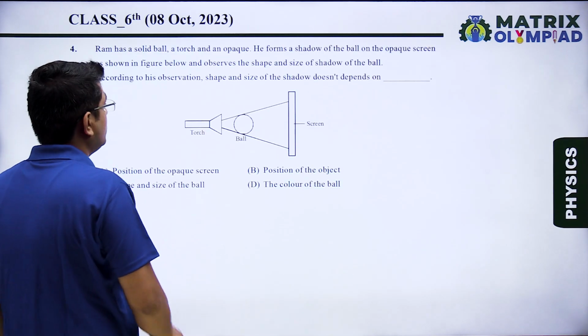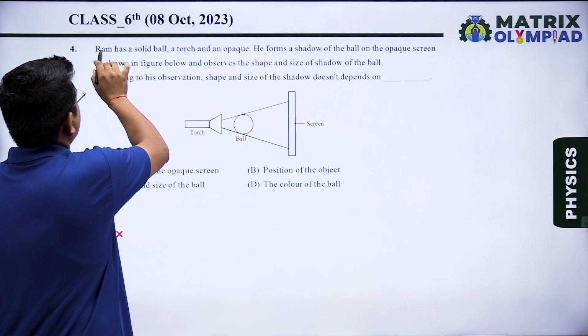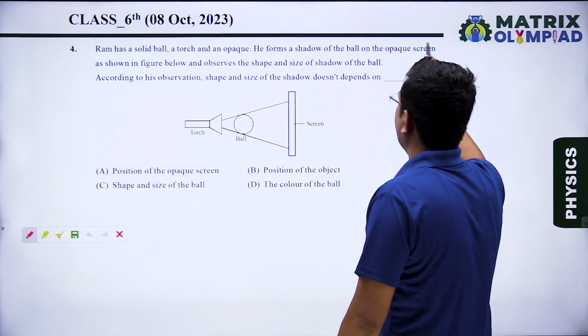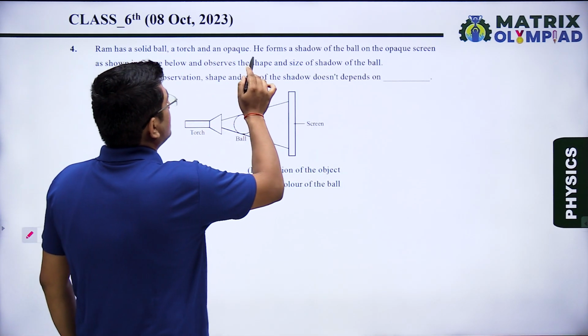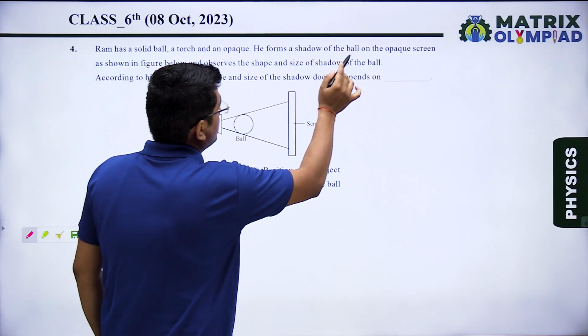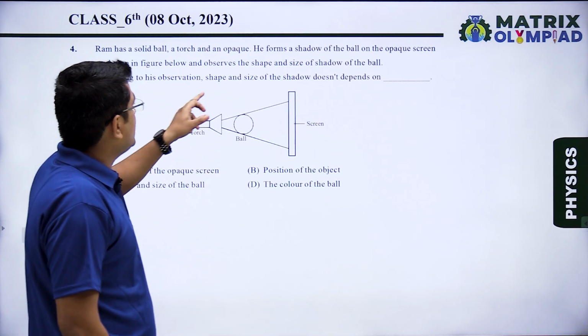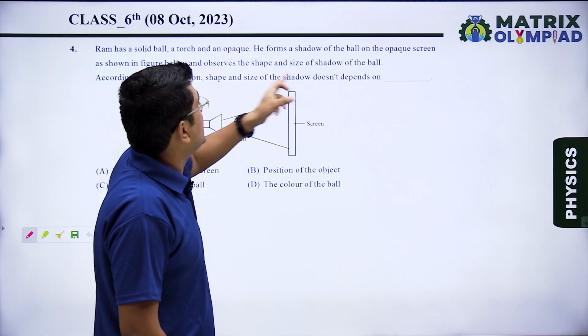In question number 4, a diagram is given here and a statement is given. Ram has a solid ball, a torch and an OPQ screen. He forms a shadow of the ball on the OPQ screen as shown in figure below and observes the shape and size of the shadow of the ball.